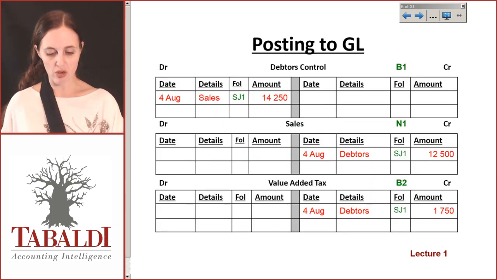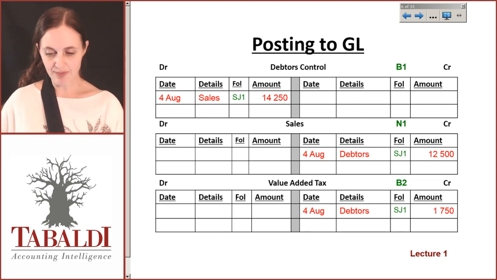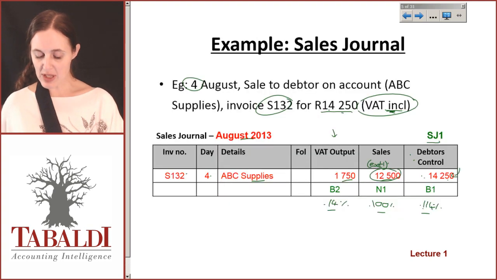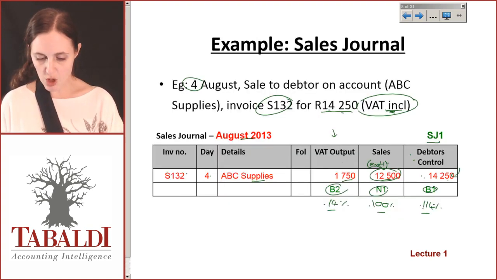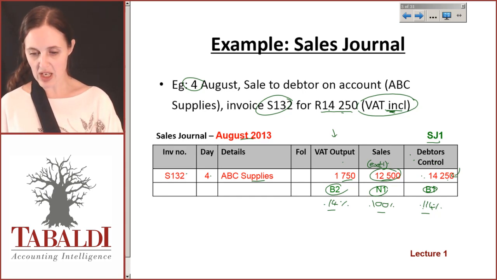When we post that to the general ledger, let's take a look at what we're dealing with. When we post to the general ledger, all of our totals, backwards. If we take our amounts, notice your folio numbers, your debtors control, your VAT output, and your sales. So we've got 3 different accounts that we need to make sure we've taken care of.